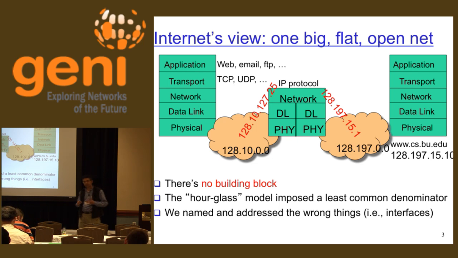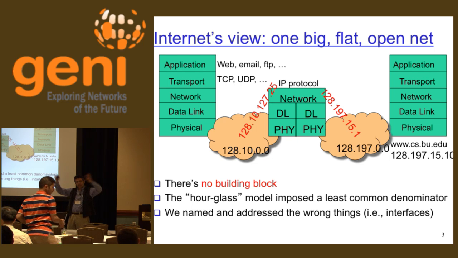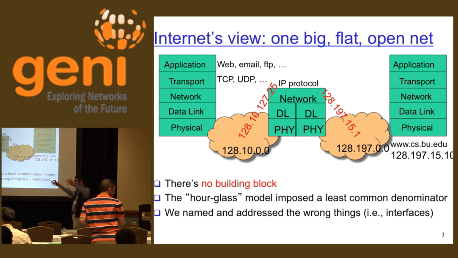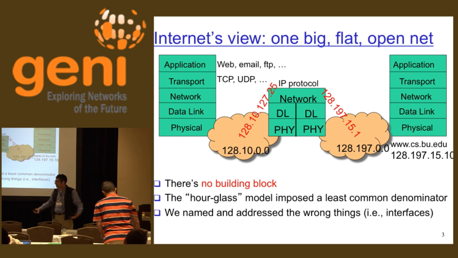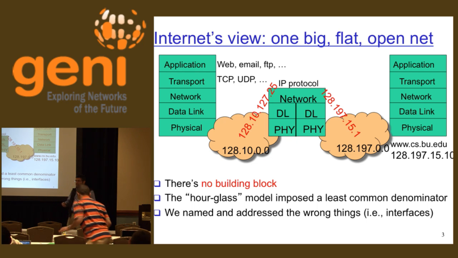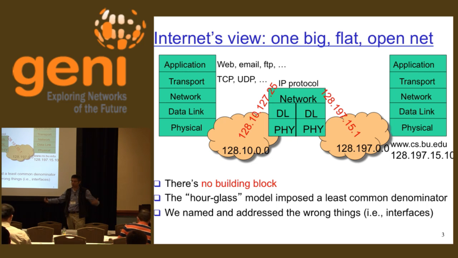In the current architecture, we don't have this building block. We have this hourglass model where IP is at the waist, and it's providing a rudimentary best effort service. So it's very hard to extend advanced capabilities of underlying network technologies all the way to the application through transport protocols and application processes.